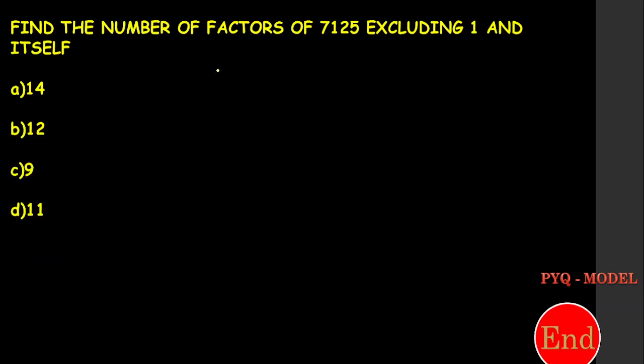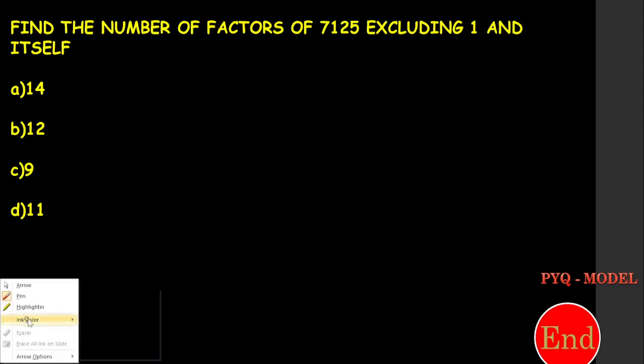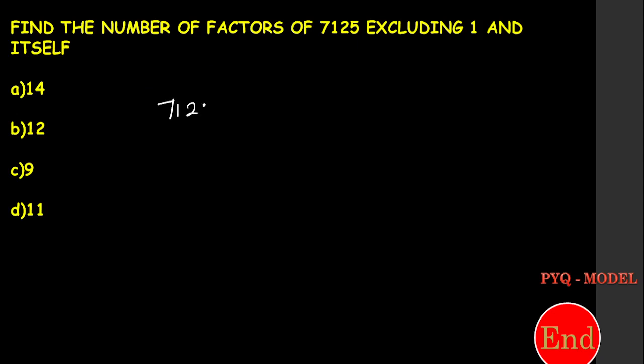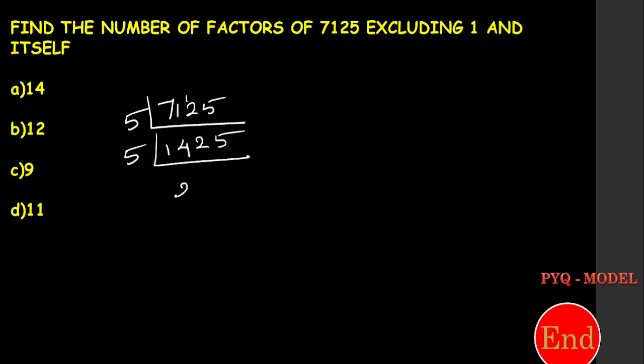Next question: find the number of factors of 7125 excluding 1 and itself. As usual, let's take 7125 in the L division method. So let's take 5 table, 5 fours are 20, remainder 1, 2 times 10, 2, 5, 5 fives are 25. Again take 5, 2 times 10, remainder 4, 42, 48 times 40, remainder 25, 5. Again if I take 5, 5 fives are 25, 30, then remainder is 35, 35 is 7 times. Now we can take 3 table, 1, 3, remainder 2, 27, 9 times.